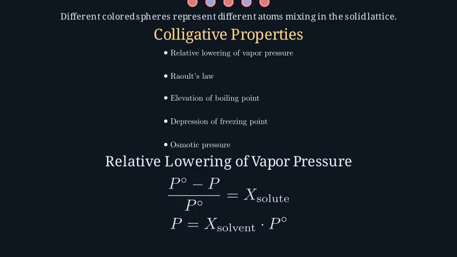Raoult's law says the vapor pressure above a solution equals the mole fraction of the solvent times the vapor pressure of the pure solvent. Adding solute pushes the boiling point higher and the freezing point lower.